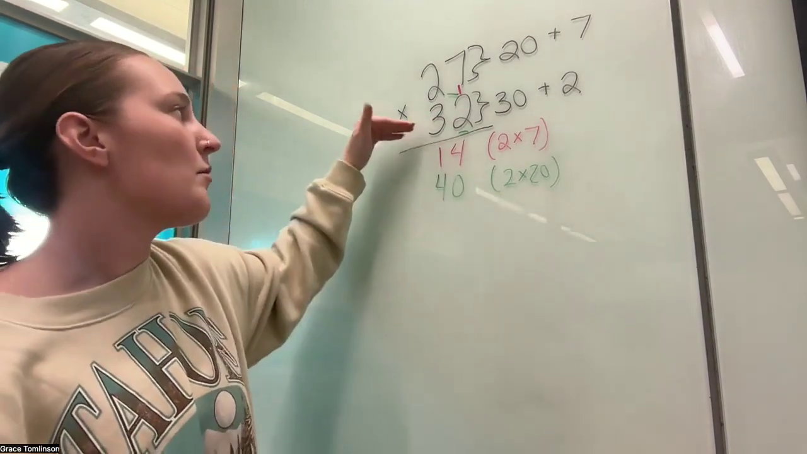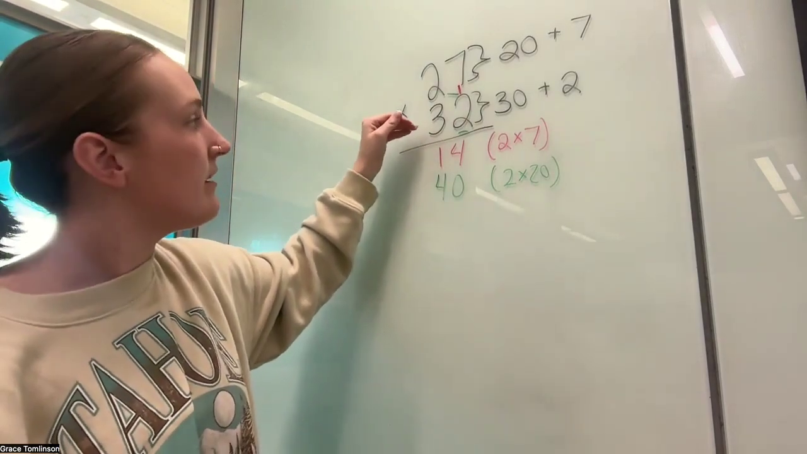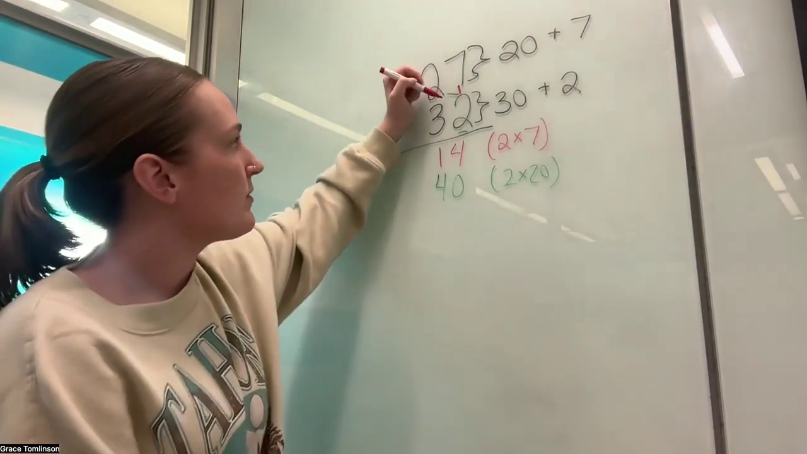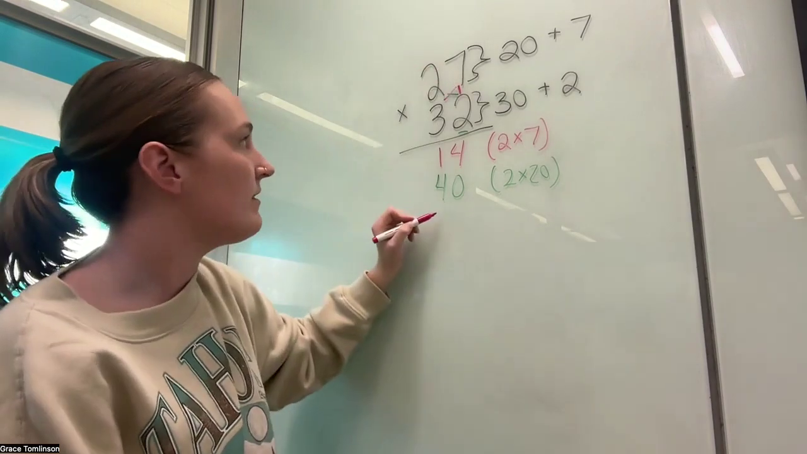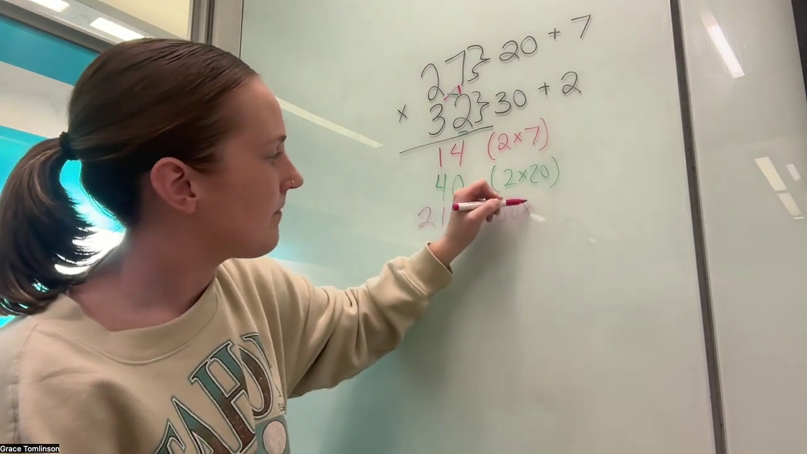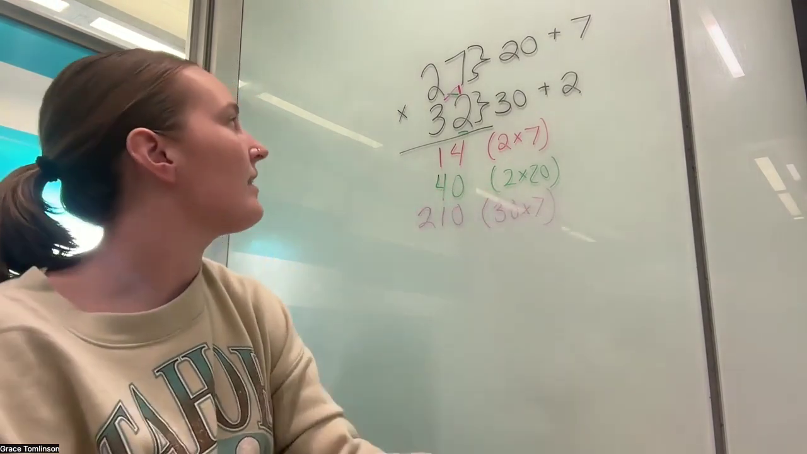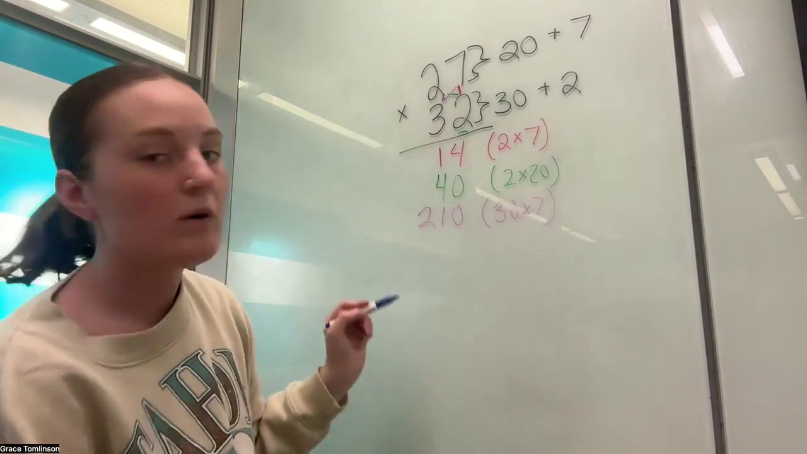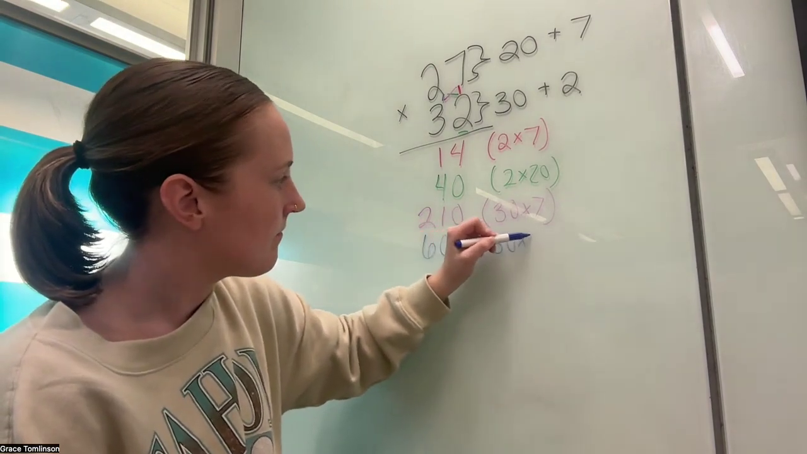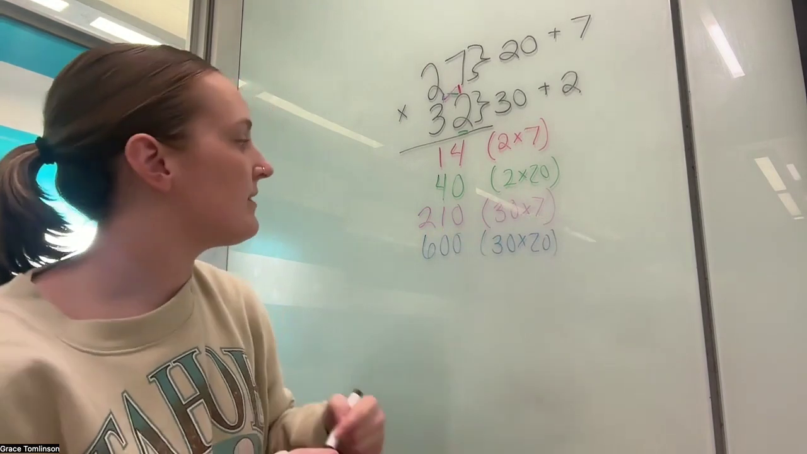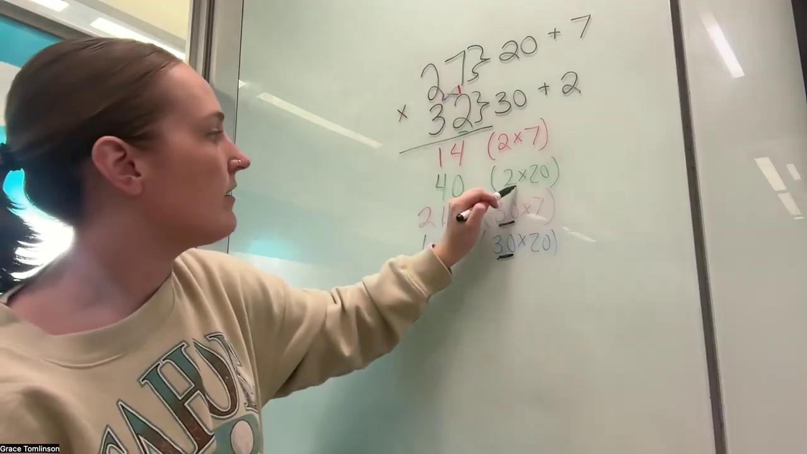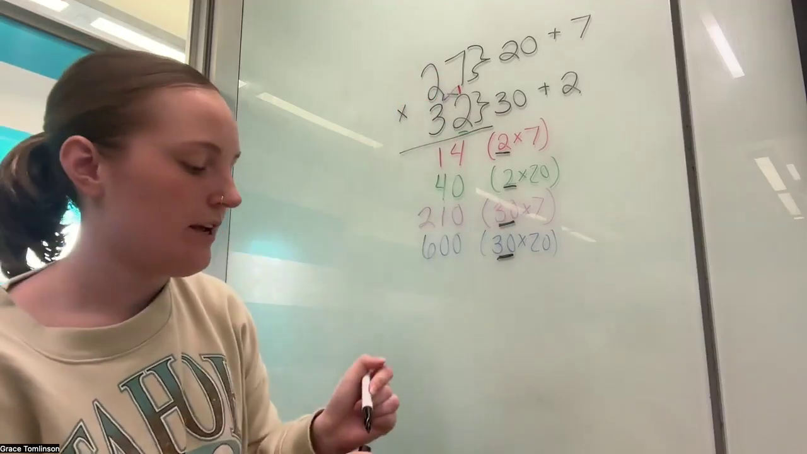Now we finished that, but we still have our 30 on our bottom factor that we haven't multiplied by anything yet. So now we'll move to our 30 times our 7, which gets us 210. And then lastly, our 30 by our 20, which gives us 600. So we can see in each of these, our 30 was multiplied by the 20 and the 7, and our 2 was multiplied by the 20 and the 7.